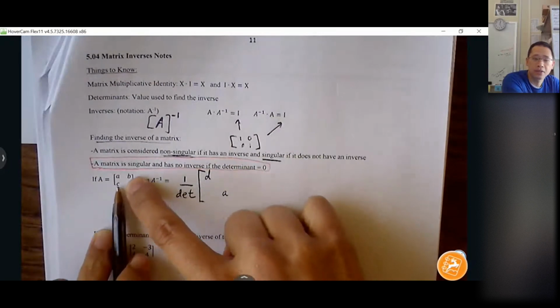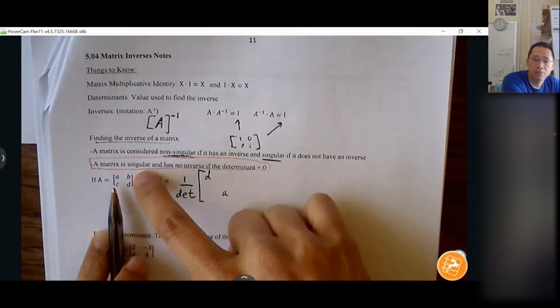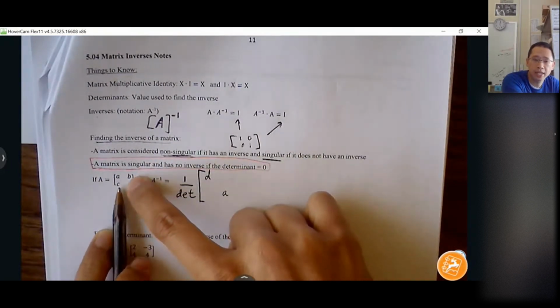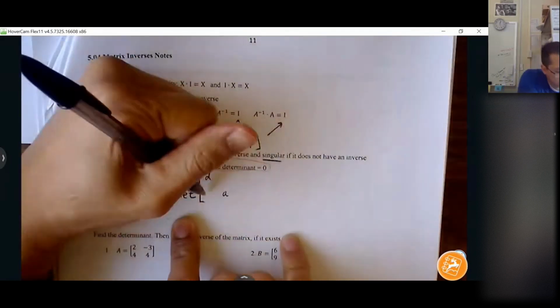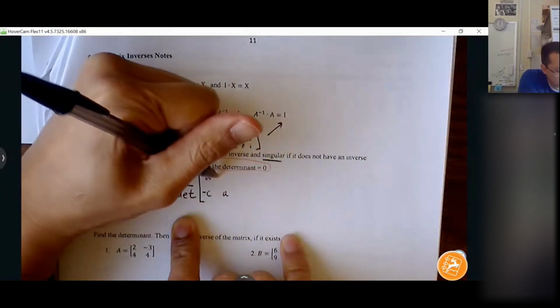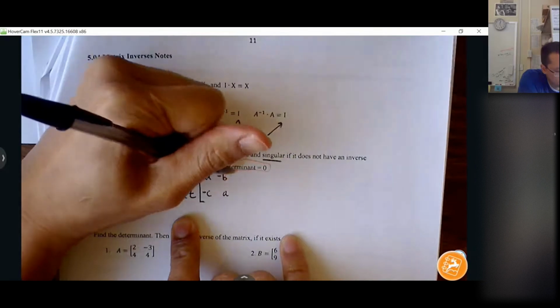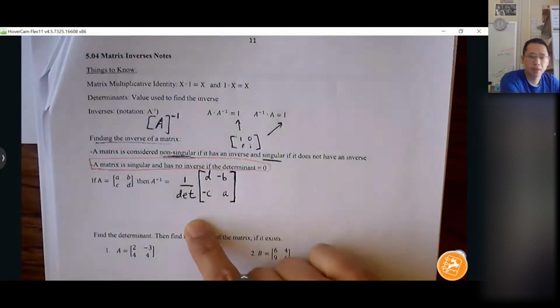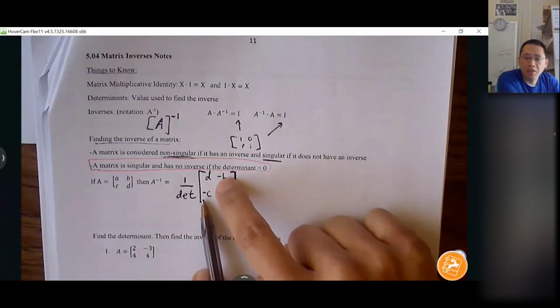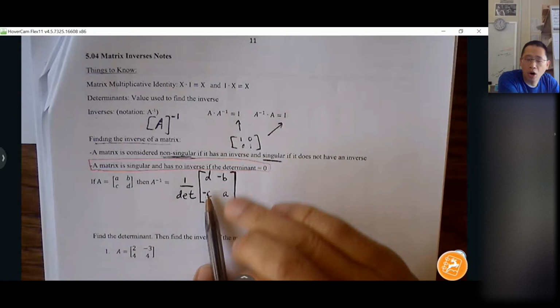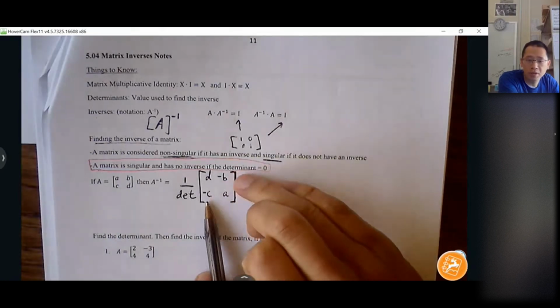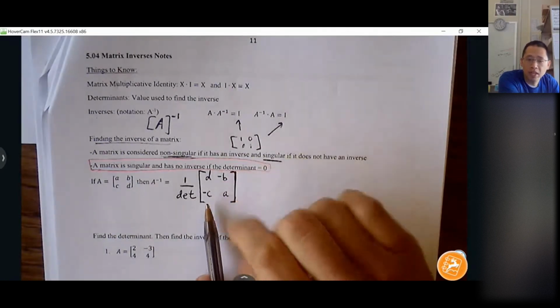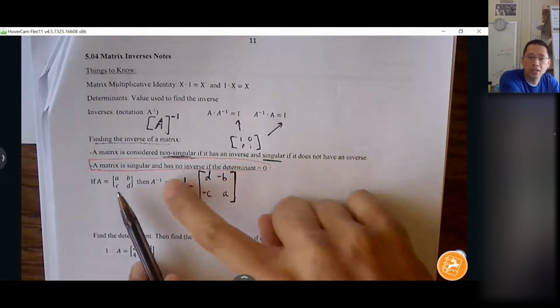Now the other diagonal, we're not going to make them swap places, but we're going to make them change signs. So -C and -B. Okay. I want to make sure that we understand what this negative means. This doesn't mean that you're always going to get a negative in your matrix. What the negative means is that you're going to be changing the signs of your B and C.